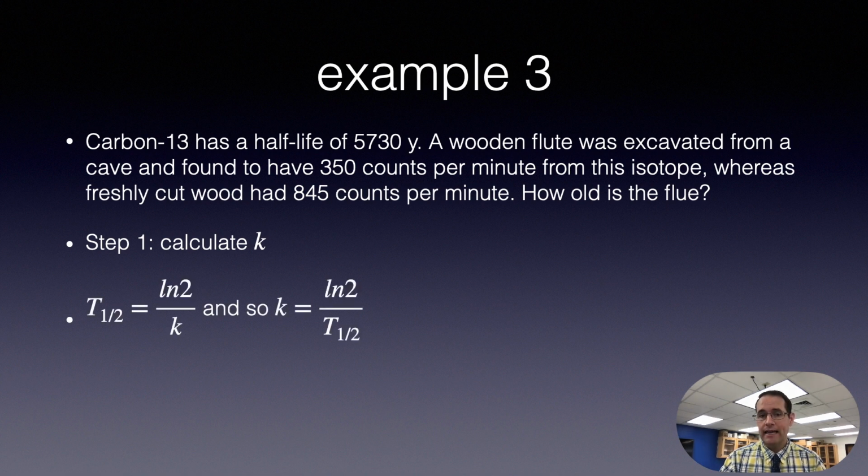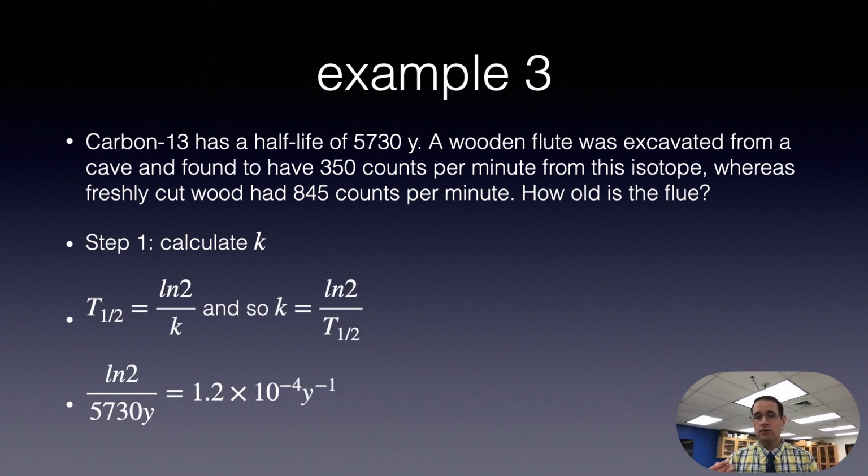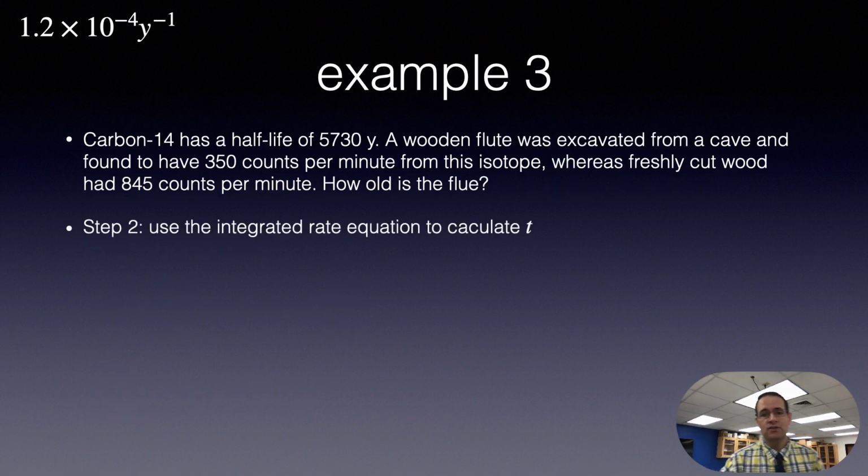First, we calculate k as usual, so it's the natural log of 2 over 5,730 years, and we get this value. Okay, that's the rate constant. Once again, I'll jot it up in the upper corner of the slide here. Step 2, we want to use the integrated rate equation to calculate t. It's the time or the age of the wood we want to determine.